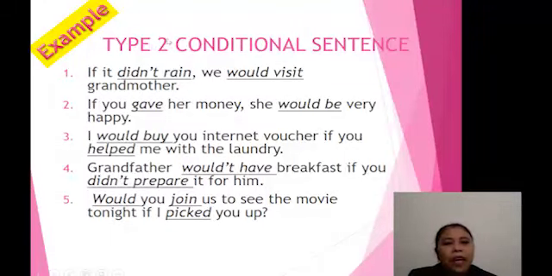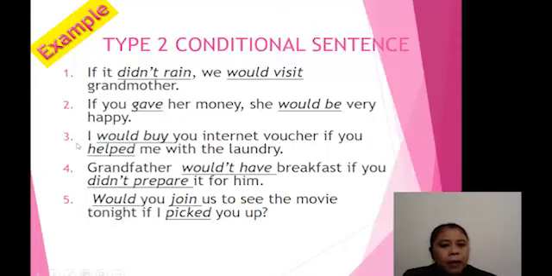Okay, the examples of type 2 conditional sentence. Number 1, if it didn't rain, okay, didn't plus verb 1. If it didn't rain, we would visit grandmother. Would plus verb 1. Second example, if you gave her money, she would be very happy. After if, subject, and then verb 1 of give becomes gave, and then would be very happy. If you gave her money, she would be very happy.